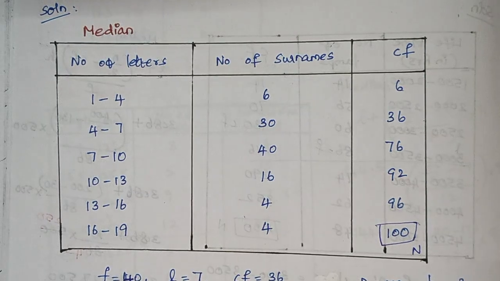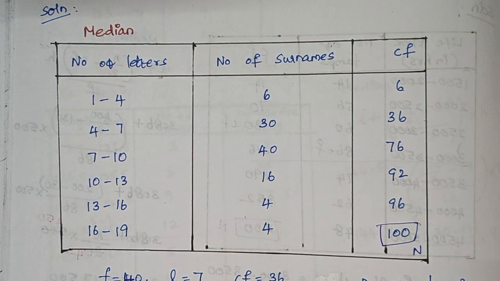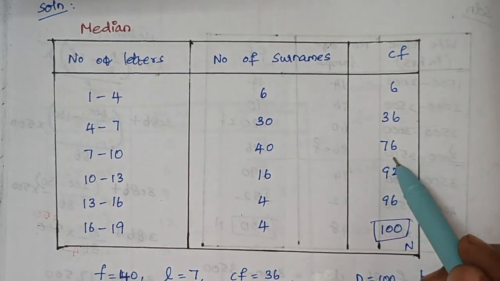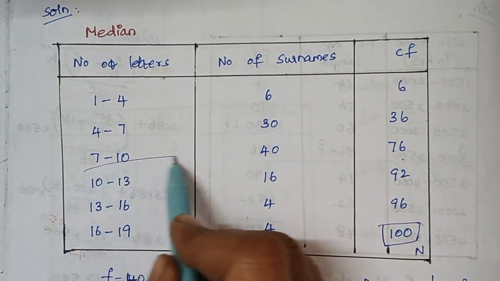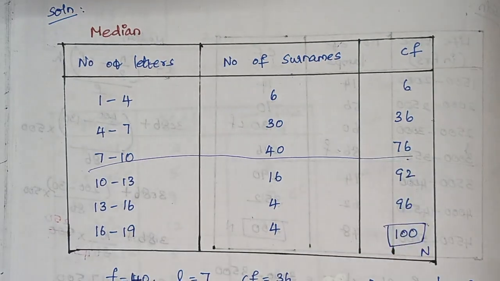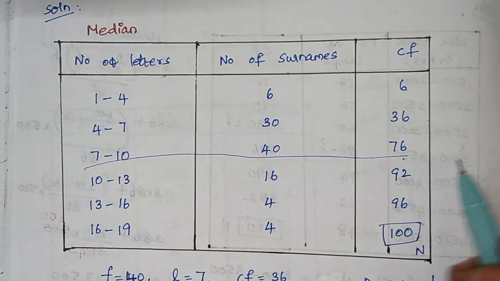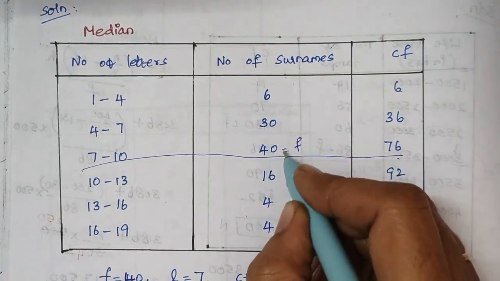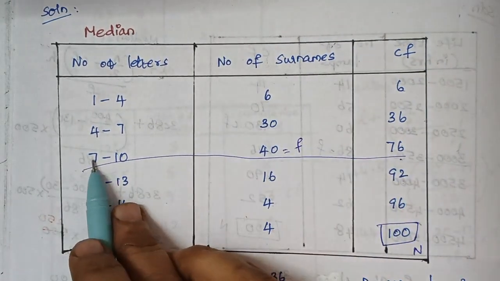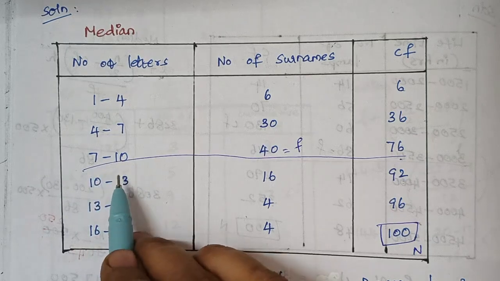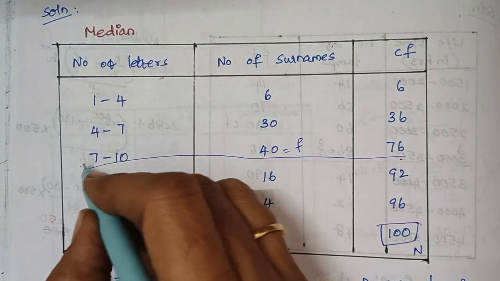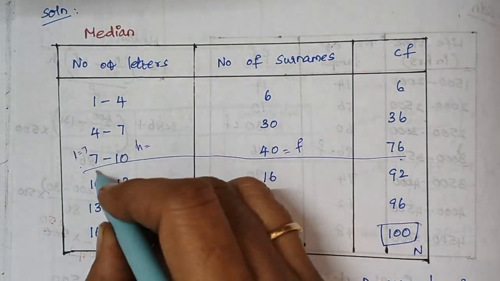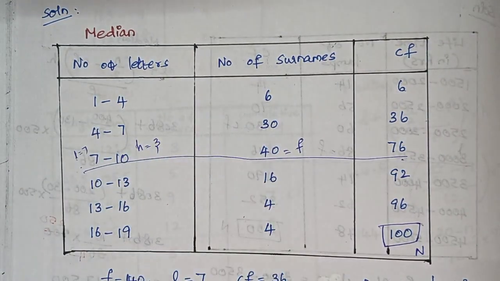So what is the number which is just greater than 50 in this cumulative frequency? It is 76. So here you have to consider this row. So here in this row, what is the value of f? So here the value of f is 40 and the respective class is 7 to 10. What is the value of L? The L value is 7. So here L is 7, and what is h? h is the difference between these two. So here it is 3.